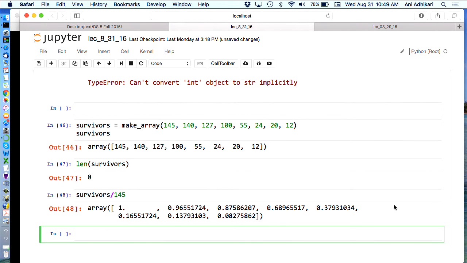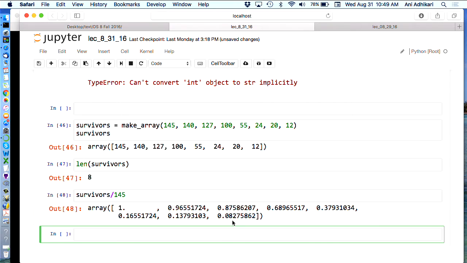If you want to convert from inches to centimeters, you've got an array of heights in inches, just multiply the array by 2.54. You don't have to deal one element at a time. Very handy for changing units. I want to point out this is about 8 and a bit percent. 8 and a bit percent were still alive at the end. Last time we had said that something like 92% had died. Same statement, made in a different way.